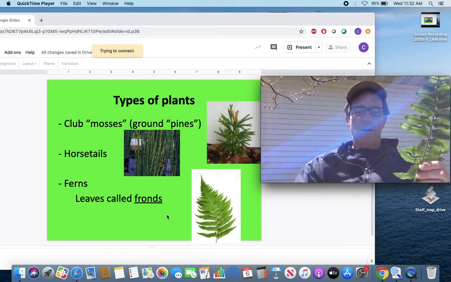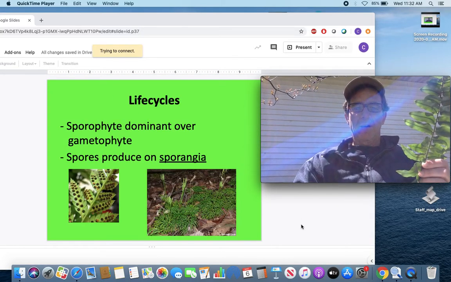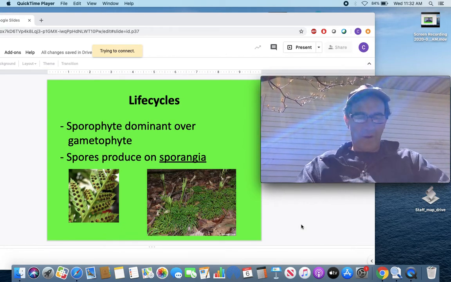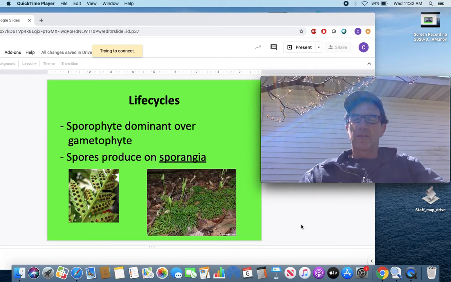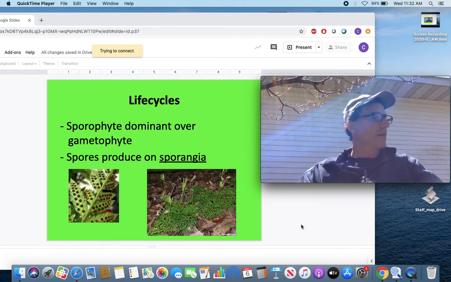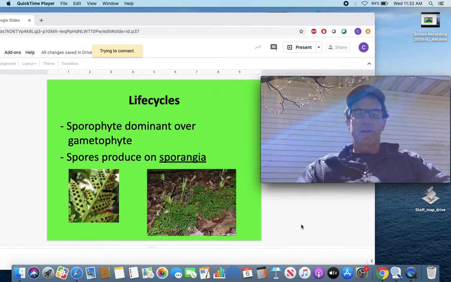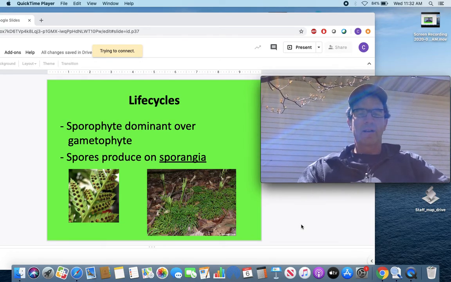So, all right. Now, in life cycles of these, the sporophyte now becomes dominant over the gametophyte. And what do we mean by that? Well, what you're looking at mostly when you look at a fern is the diploid or sporophyte generation. Okay, the gametophyte is very small, and we'll look at that in just a second.